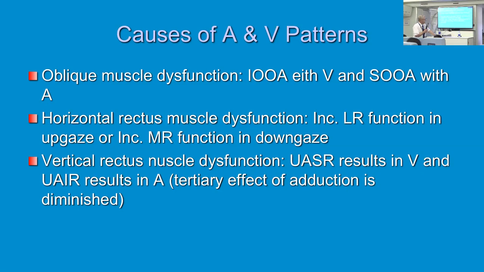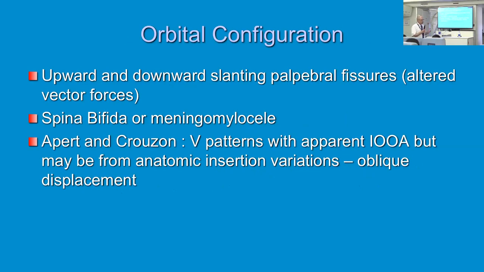And also they can be caused by the horizontal muscles in different gaze positions. There sometimes is an association with A and V patterns with the configuration of the shape of the orbit in the person. Or the eyelids too.